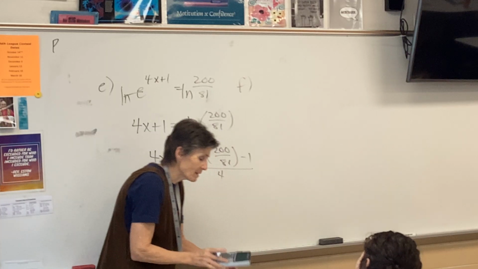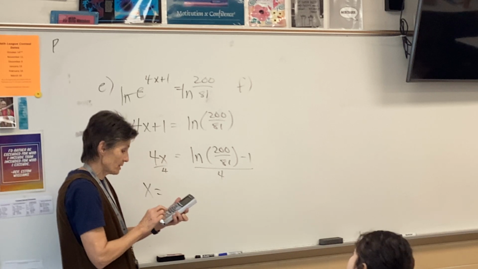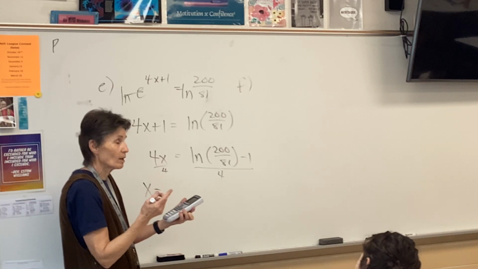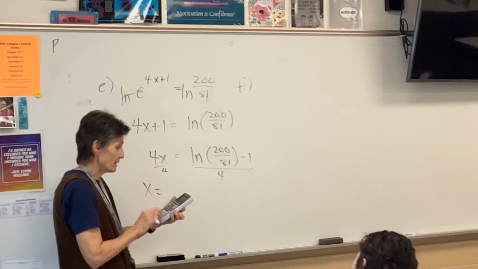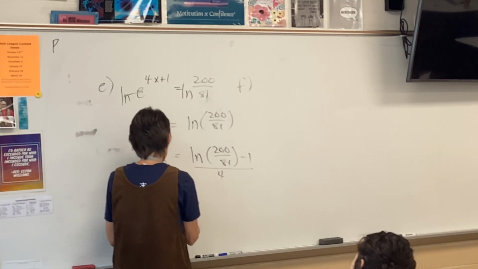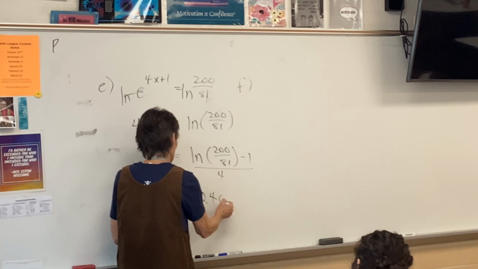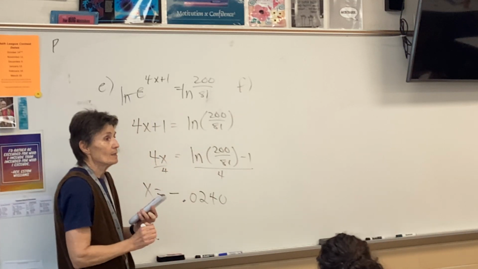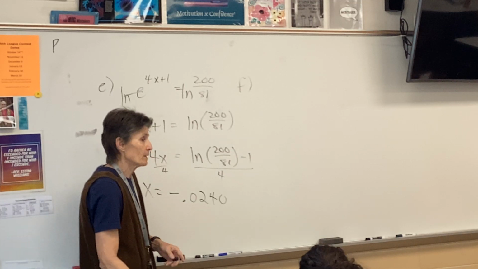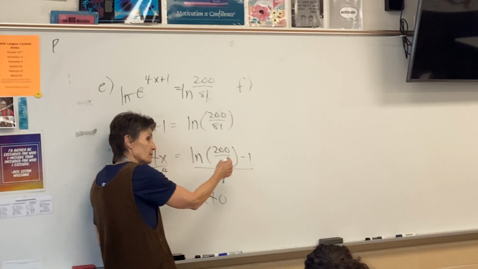So when I type that in, I'm going to type ln 200 divided by 81. And I can hit equals if I'm more comfortable. And then minus 1 equals, and then divided by 4 equals. And the answer, I heard some of you have it, negative 0.0240. Am I right? I actually did that. So if you didn't get that, and I know some of you didn't, you want to go back and make sure this is what you're telling your calculator to do.